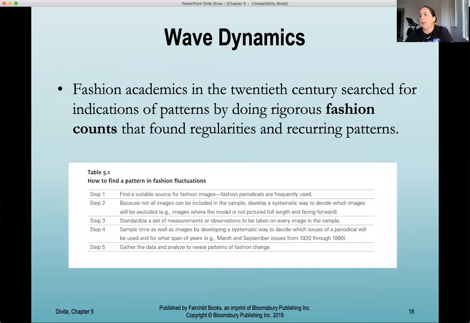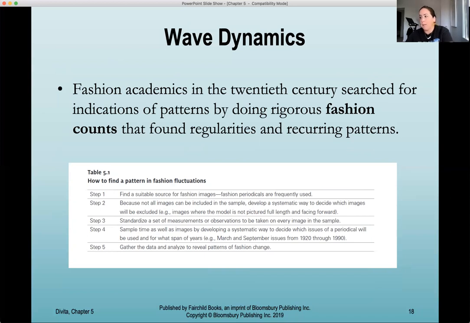Wave dynamics, okay? Fashion academics in the 20th century searched for patterns by doing rigorous fashion counts that found regularities and reoccurring patterns. So this table shows a way to find a pattern in fashion fluctuations. Steps 1 through 5. Step 1 is find a suitable source for fashion images, okay? Fashion periodicals are frequently used. Step 2, because not all images can be included in the sample, we're going to develop a systematic way to decide which images will be excluded.